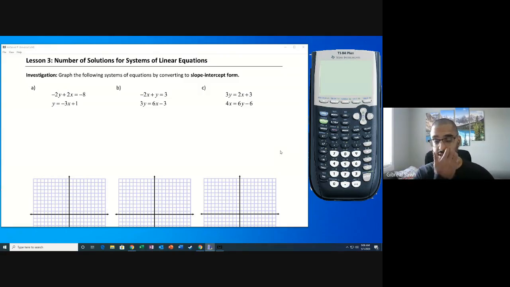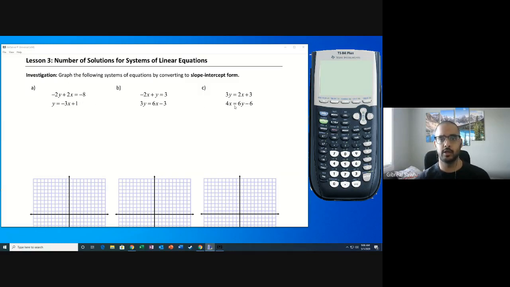Today, we got to start looking at our third lesson in systems of equations, talking about the different number of solutions we could possibly have. So, just to start, we'll do a little bit of an investigation. We'll graph some things, just see what happens. This is a nice review of those linear equations concepts with slope, y-intercept, that sort of thing.